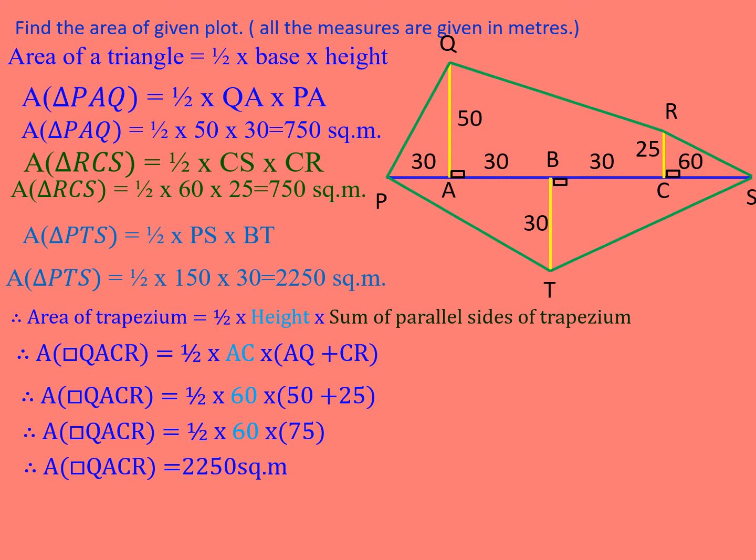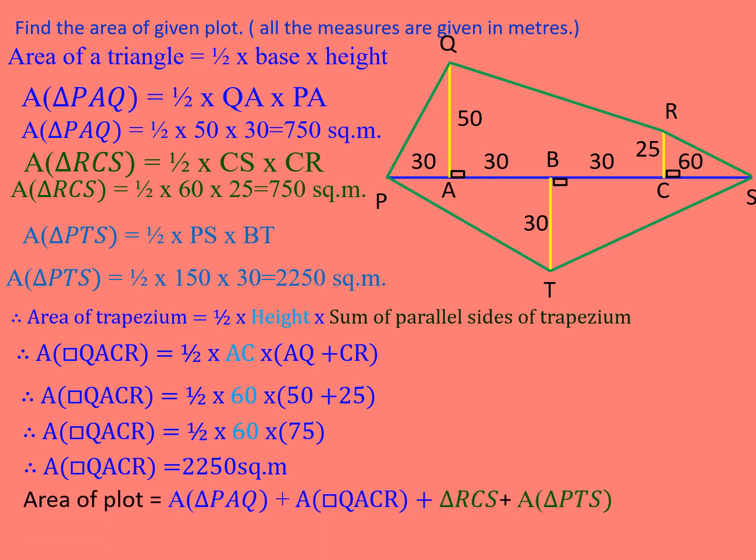So we have got the areas of all the smaller geometrical figures. Now we have to find out the area of the bigger plot which is given to us. So area of the plot consists of area of triangle PAQ, area of trapezium QACR, plus area of triangle RCS and area of triangle PTS. The values are put, and when we add up we get 6000 square meter. So these are the steps you will take to get the answer.